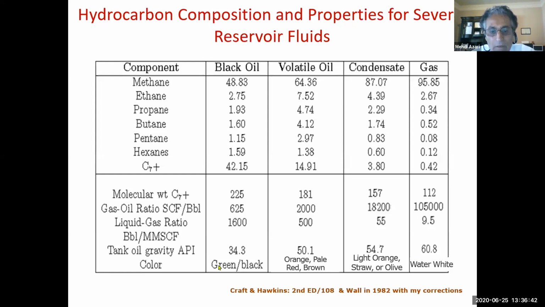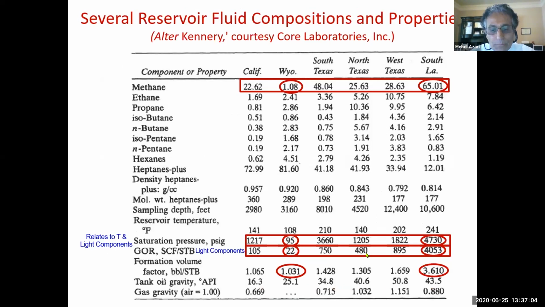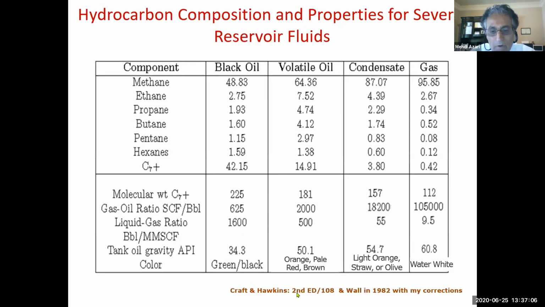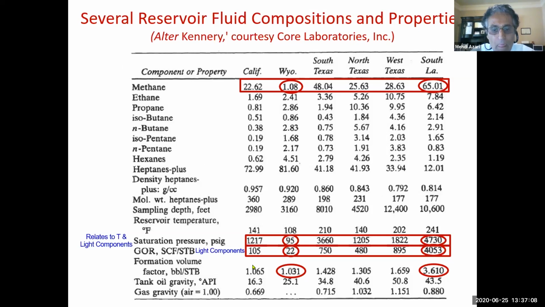If you look at the color, this is green to black. This is orange, pale, red, brown. So this is the one that I showed you, the first oil that I showed you the picture. This is light orange, straw or olive. This is that gas condensate, the condensate that I showed you. And then the gas, if it has any oil, the oil is going to be like a liquid, like water. It's going to be clear. And I got it from Craft and Hawkins' book.